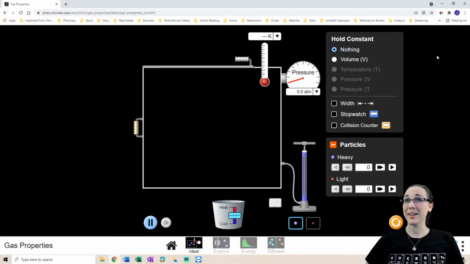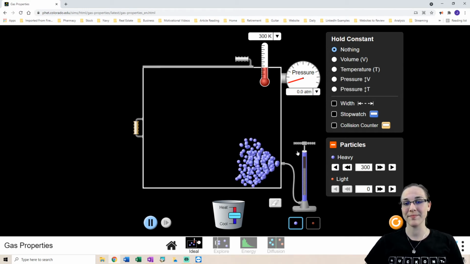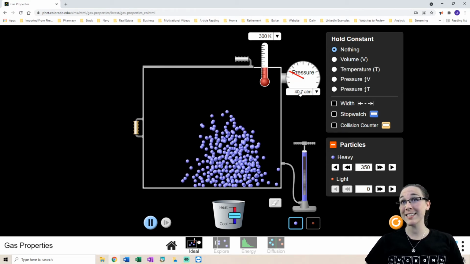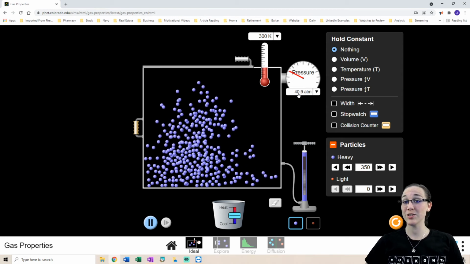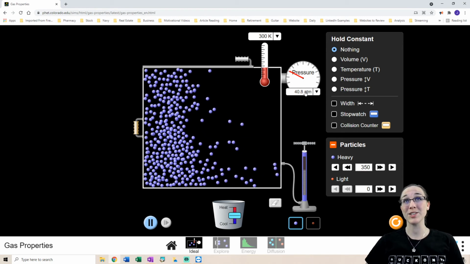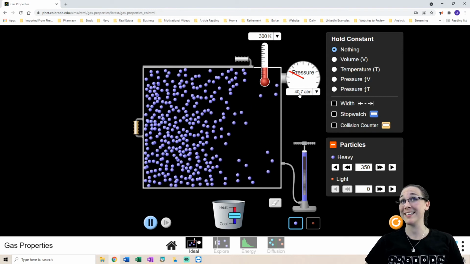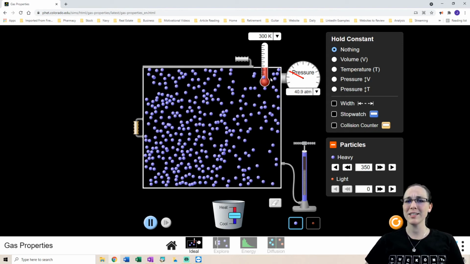So with this simulator, we can see how changing the pressure, volume, temperature, or amount of moles of a gas will affect all the other variables in the system. So let's first add some heavy molecules of gas to the system by pumping them into the container. Notice that as I did so, the pressure started to rise. We went from zero pressure to now around 40.8 ATMs, atmospheres, and the temperature also rose.